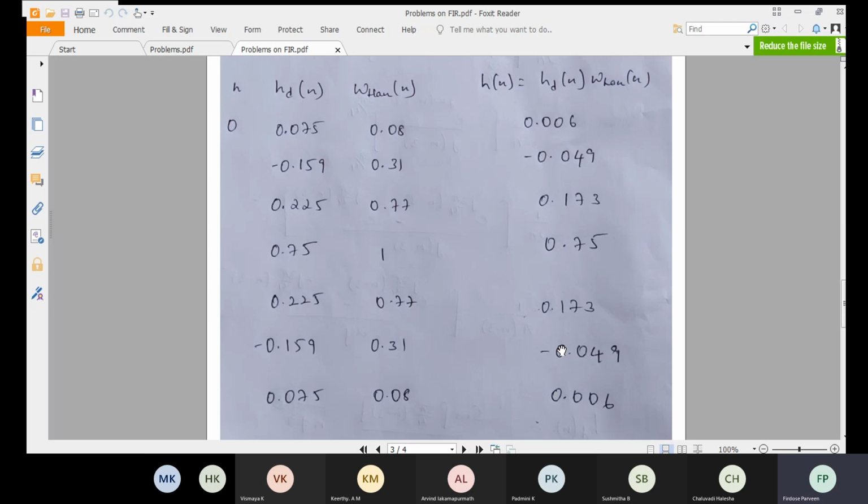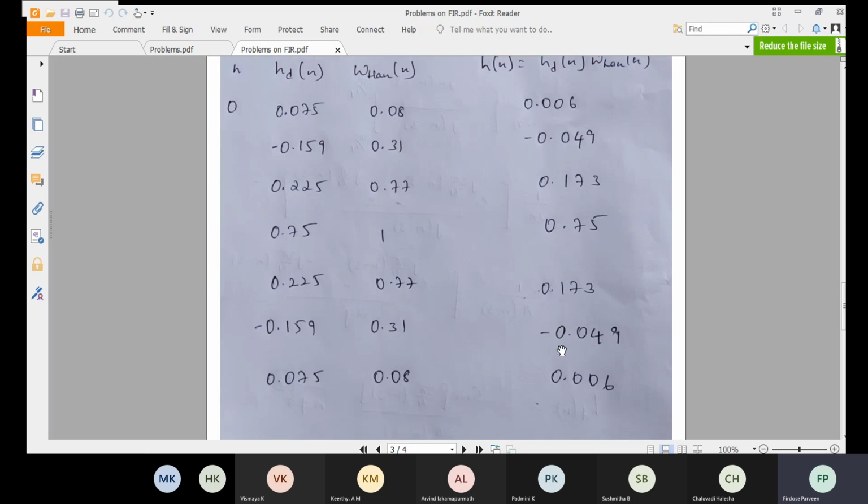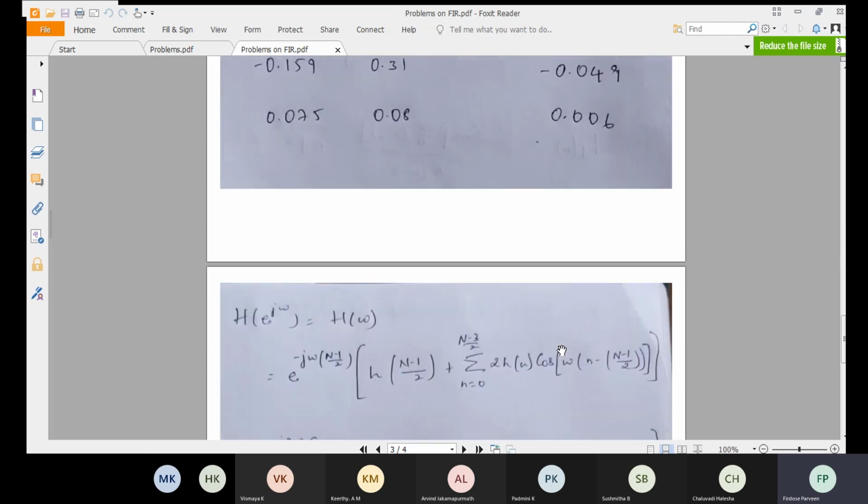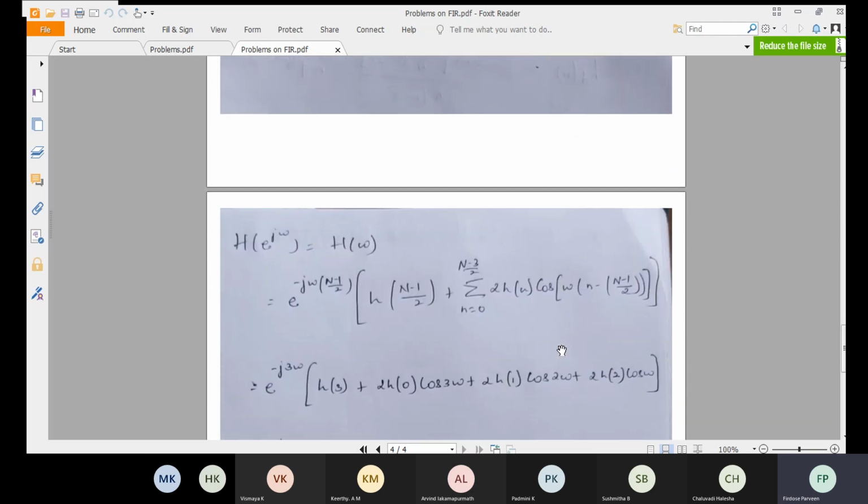So next, what is the question they have given? They have given the frequency response. You have to determine the frequency response. So what is the formula for frequency response? As we know, they have given N is equal to 7. When N is equal to 7, it is odd. So for odd, you have this equation. The frequency response is H of e to the power of j omega, that is H of omega. So you need to find this one.